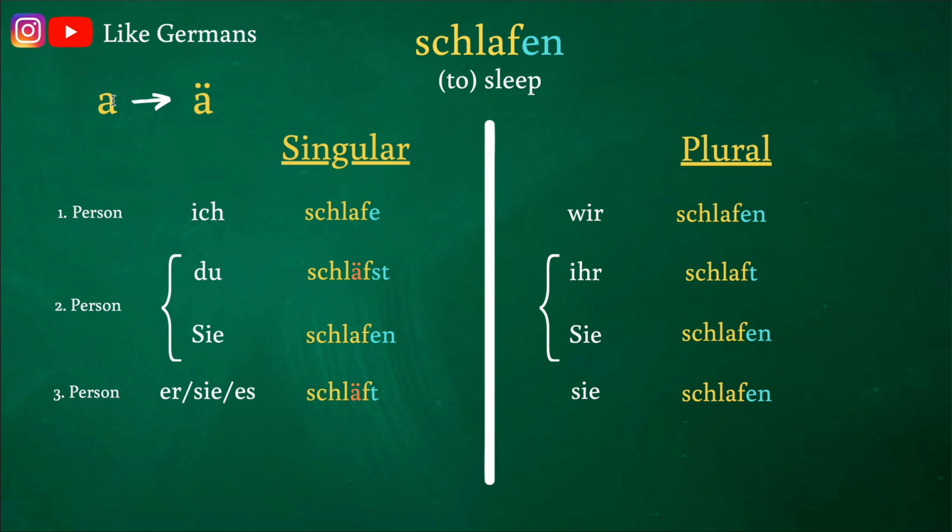Schlafen, to sleep. Here the a turns into ä. Ich schlafe. Du schläfst. Er, sie, es schläft. Wir schlafen. Ihr schlaft. Sie schlafen.